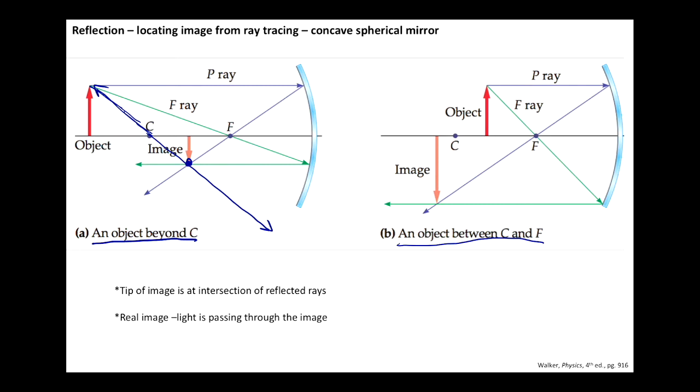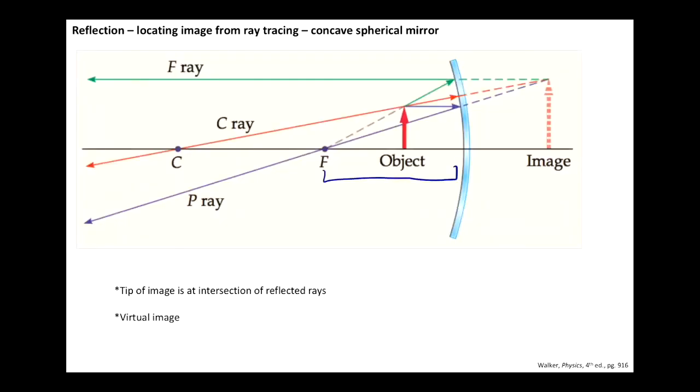Okay. Third case. Third one's the weird one. All we're doing here is marching the object in closer. It started far away, then it's between C and F, and now it's closer than the focal length of the mirror itself. Notice what these rays are doing. They are a bit convoluted and strange.